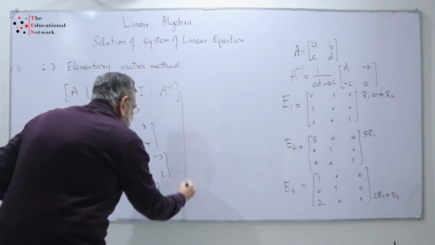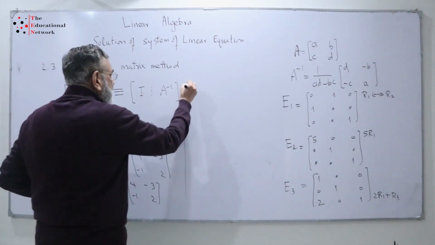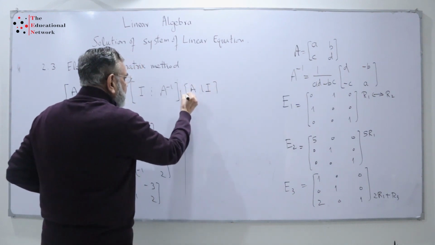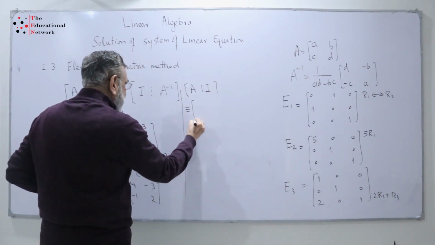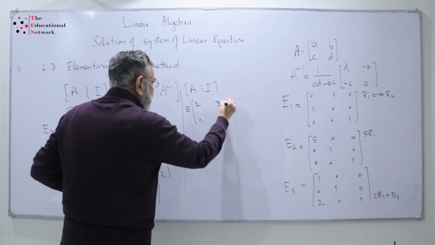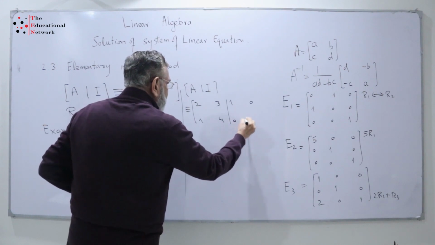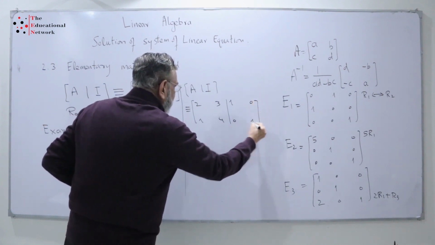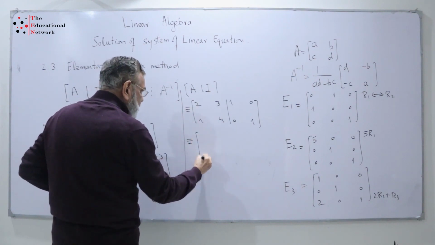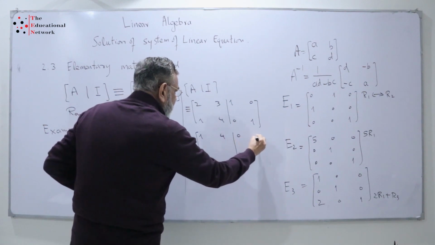Now I take here the second method. The second method is that I take A and I take I. So here I'll get my A is 2, 3, 1 and 4, and my I is 1, 0, 0 and 1. Now I make the row operations. I want to bring above 1, so interchange row 1 and row 2. I get here 1, 4, 0, 1.